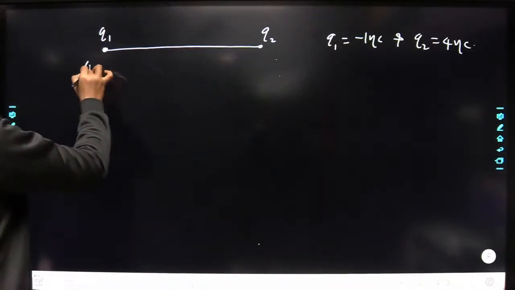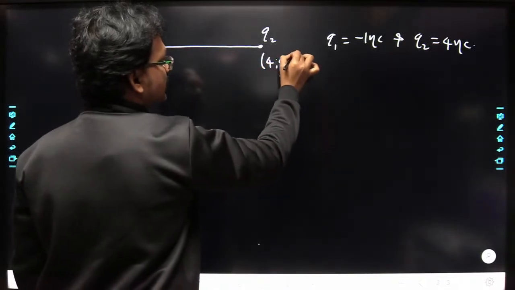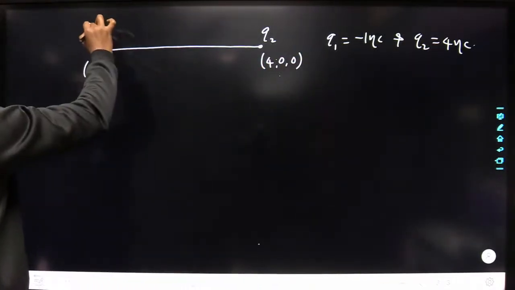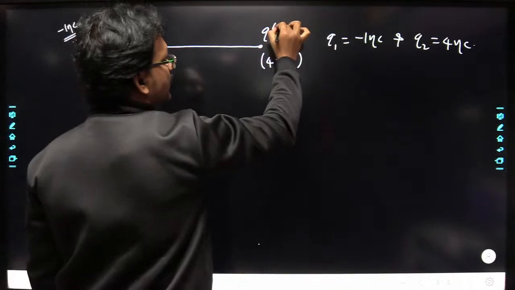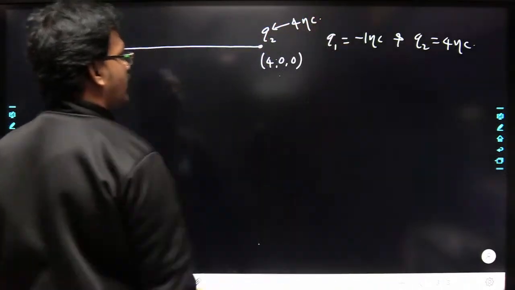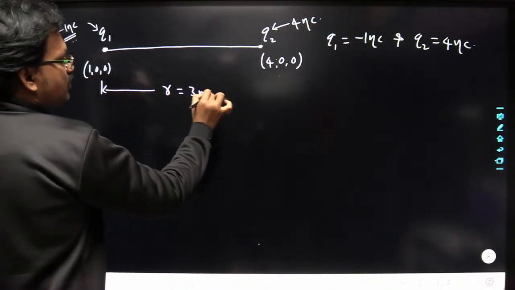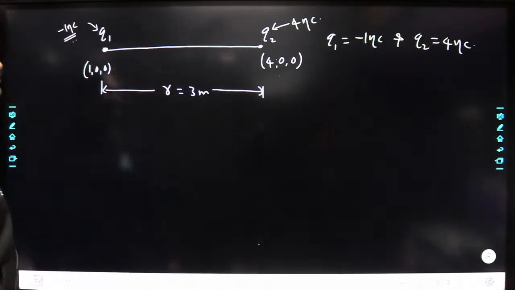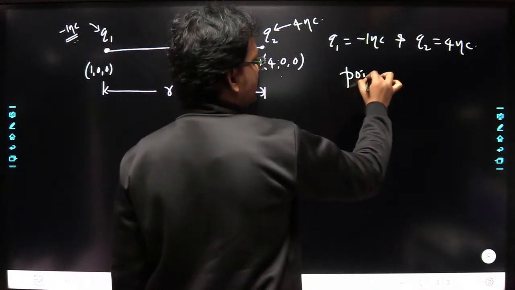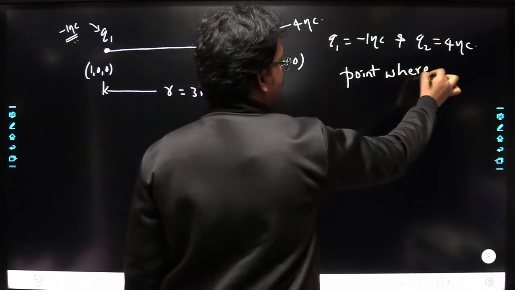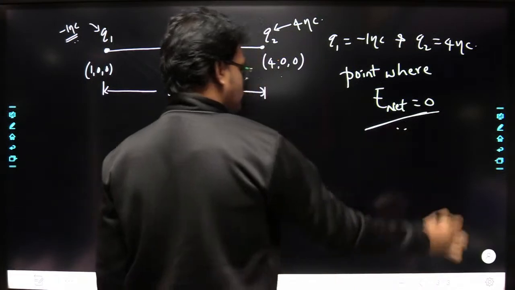So here this Q1 is present at 1, 0, 0 and this Q2 is present at 4, 0, 0. Now Q1 value is minus 1 nanocoulomb and Q2 value is 4 nanocoulomb. So the distance from Q1 to Q2, that is R, is equal to 3 meters. Right? Okay. So this is the data available here. Now you have to determine the point where net electric field is equal to 0.